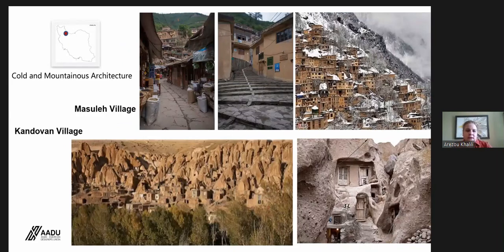In cold and mountainous areas, we have settlements like these two ancient, important villages in Iran, which were formed by the natural slope of the mountain. In Kandovan village at the bottom, you can see man-made cliff dwellings excavated inside volcanic rocks with small openings, and this way, they manage to deal with the severe cold of the winter.